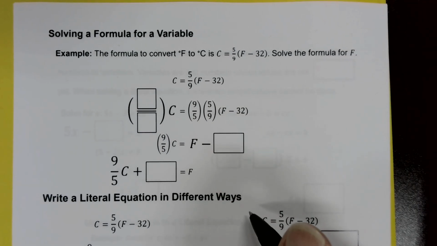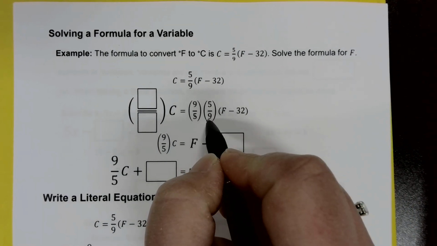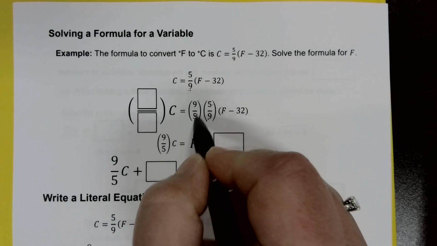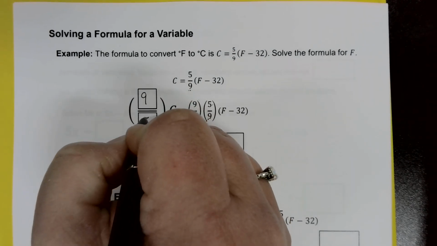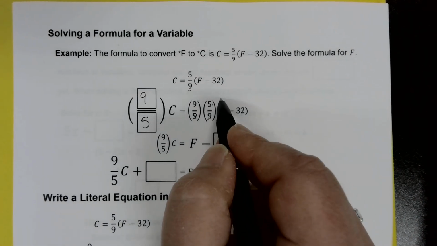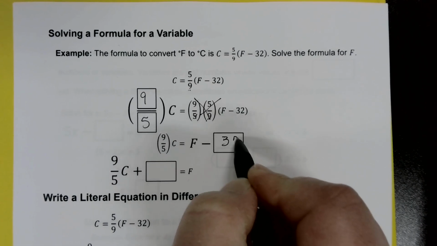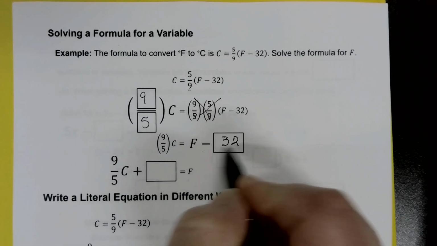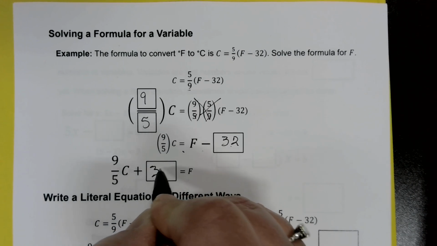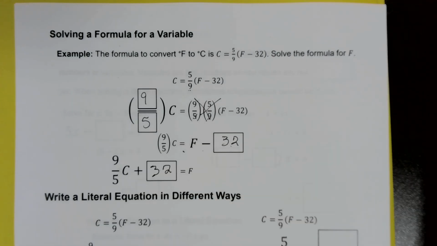As a start here, the first thing I want to do is multiply both sides by the reciprocal of 5/9, which is 9/5. Then that leaves me, this is now gone, that makes 1, Fahrenheit minus 32. I add that 32 to both sides to find out that the Fahrenheit is 9/5 of the Celsius plus 32.